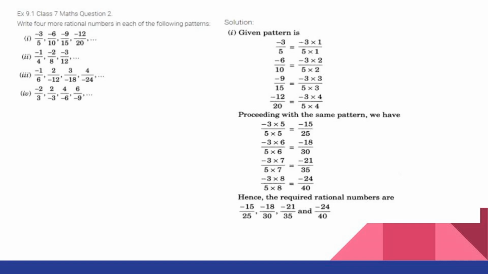Next, write 4 rational numbers in each of the following patterns. In the pattern -3 by 5, -6 by 10, -9 by 15, -12 by 20, we have to follow the pattern. We check which number is multiplied to get the next number. As shown, it is multiplied with 1, then 2, then 3, and then 4. So similarly we can multiply with 5, 6, 7, and then 8. We'll get -15 by 25, -18 by 30, -21 by 35, -24 by 40.